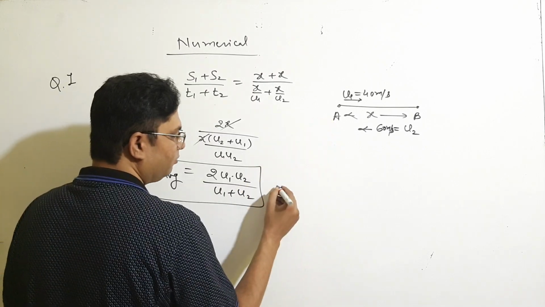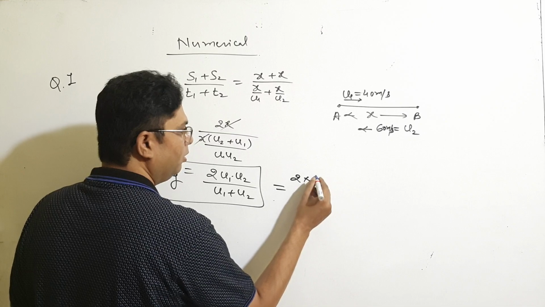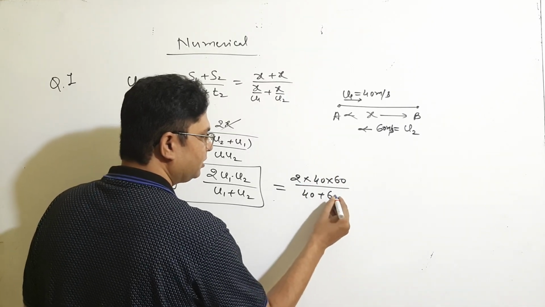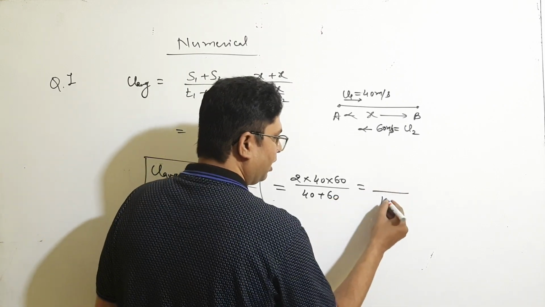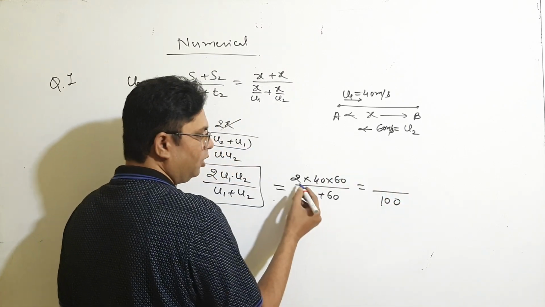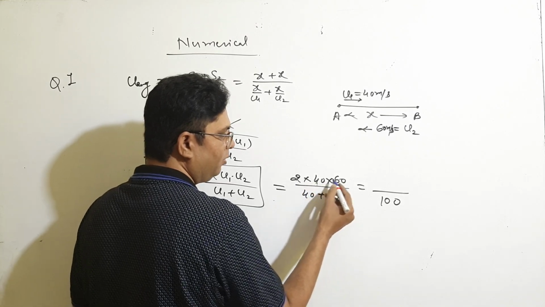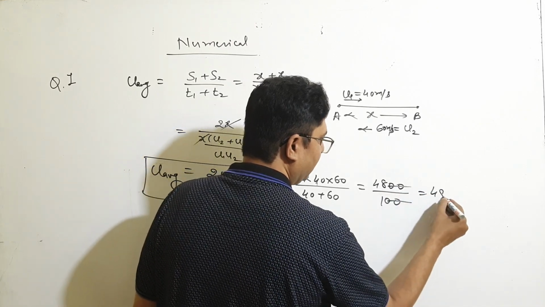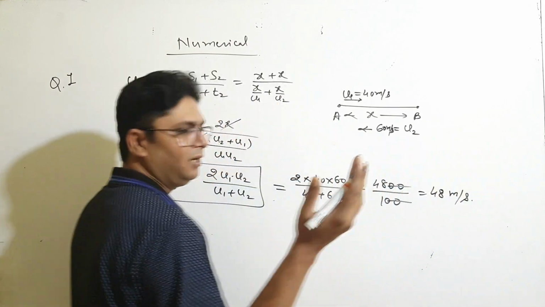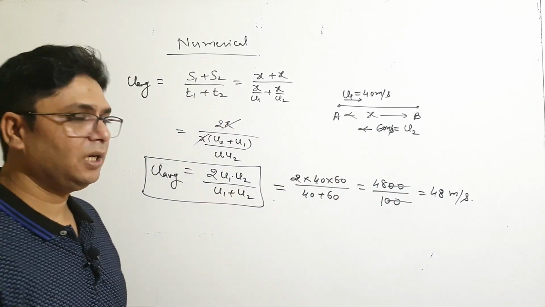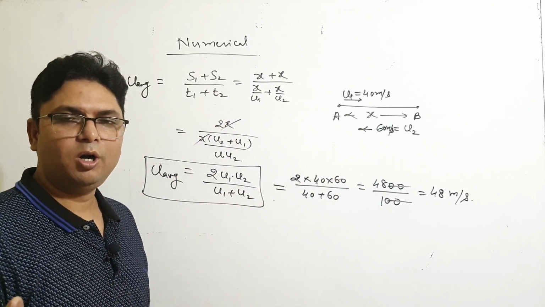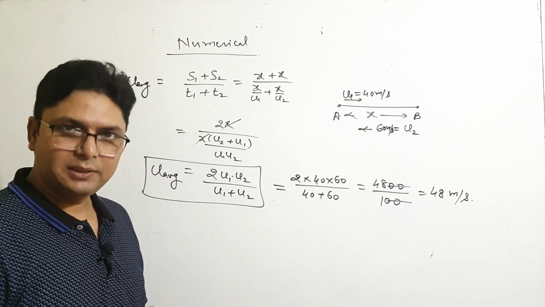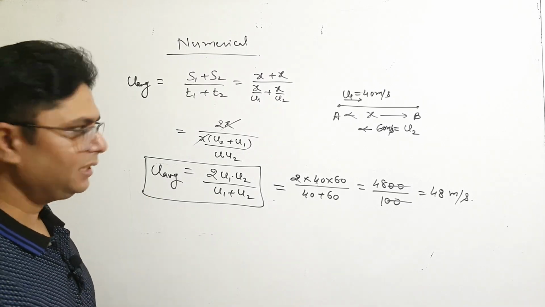So if you know the formula, then you directly write 2 into 40 into 60 upon 40 plus 60. So the denominator is 100, and on the numerator side you have 2 into 4 is 8, and 8 into 6 is 48, double zero, cancel this double zero, so you have 48 meter per second. Thus you understand how to solve a question using the formula of average speed when the distances between 2 points are the same.